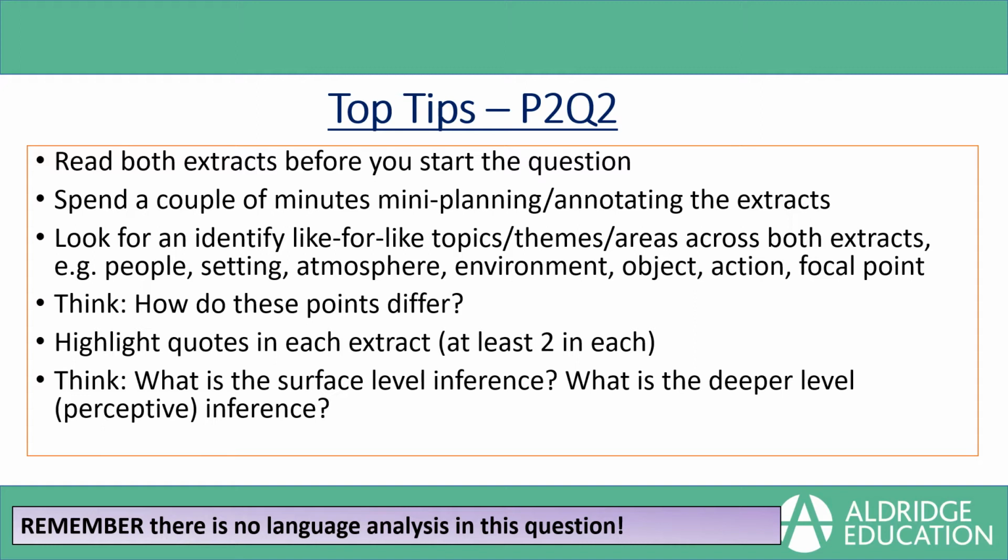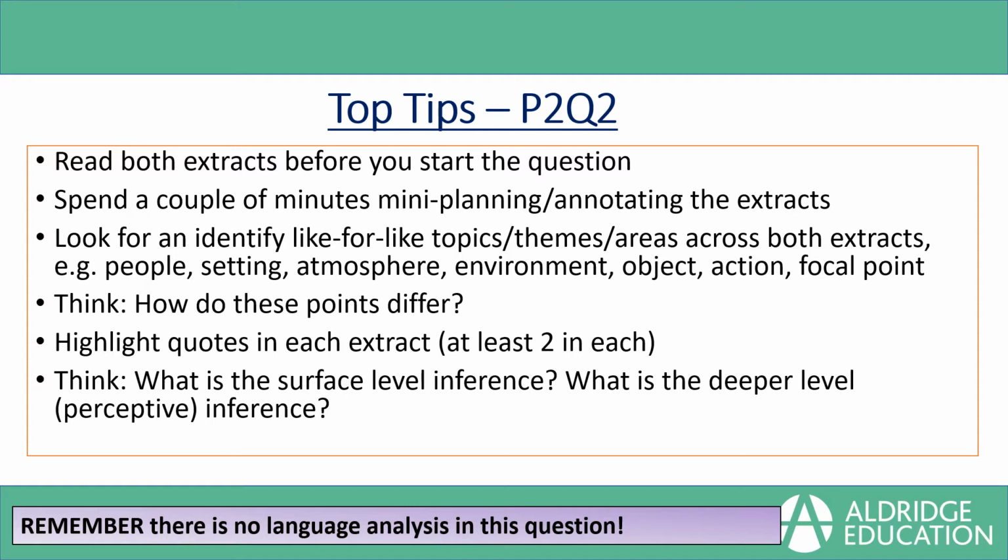spend a couple of minutes mini planning, annotating the extracts, looking for and identifying like-for-like topics, themes, areas across both extracts. For example: people, setting, atmosphere, environment, object, action, focal point. Think about how these are different. For example, today we're going to be looking at two extracts set in prison, so they're like for like, they're the same. However, within that, the people that you meet are different, the settings are different, and the way they approach certain things is different. So it's the same topic, but there are differences within it.